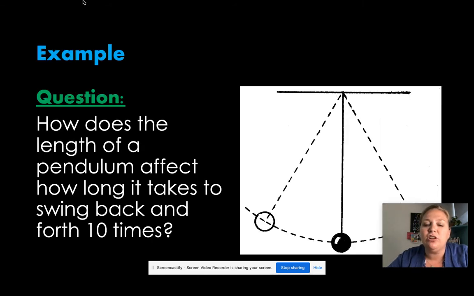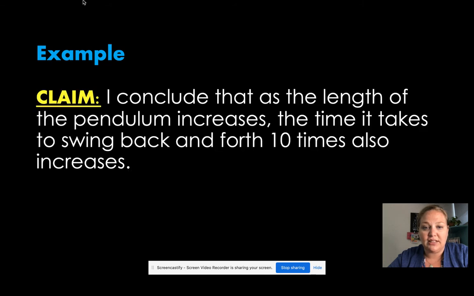All right, let's look at a little bit more scientific example. So, how does the length of a pendulum affect how long it takes to swing back and forth 10 times? You can think of this as like a tennis ball being tied to a string, and you are going to change how long the string is each time, and then count how long it takes for the ball to swing back and forth 10 times. So your claim should be that as the length of the pendulum increases, the time that it takes for it to swing back and forth also increases.